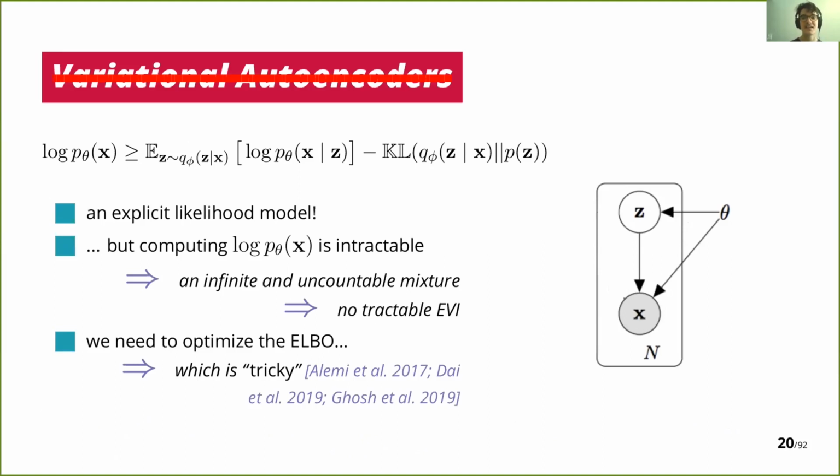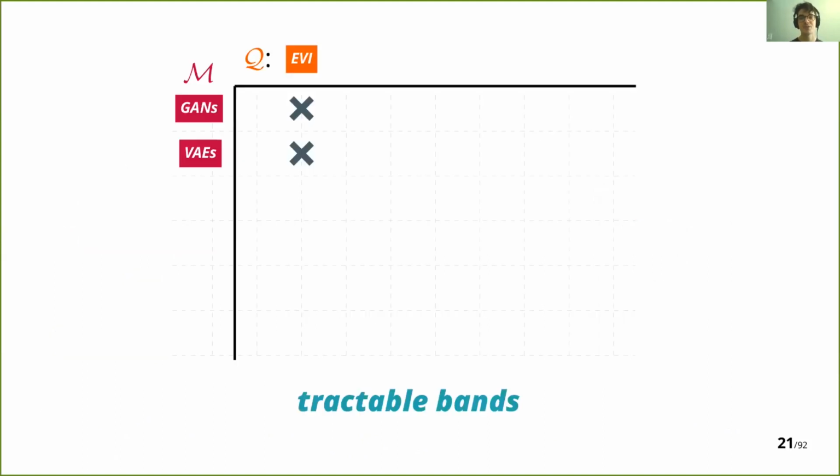And this is what we're going to put in our table. Two rows, the two most prominent model classes, let's say, at least hype-wise, in the probabilistic modeling community, GANs and VAEs, which are not even able to exactly and tractably compute this very simple class of queries, complete evidence. So what's left?